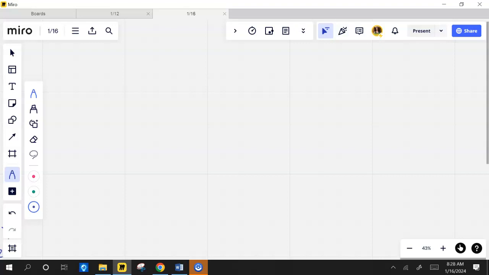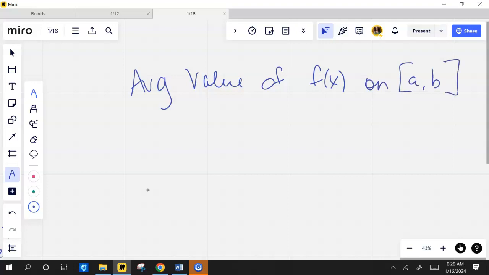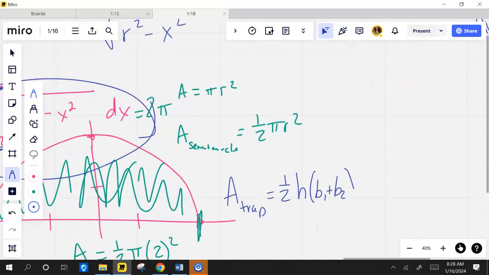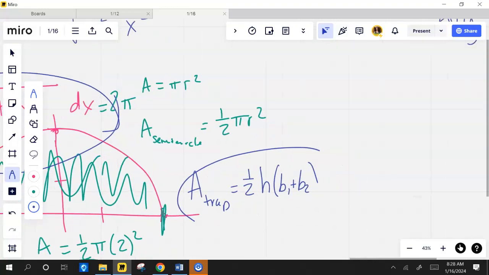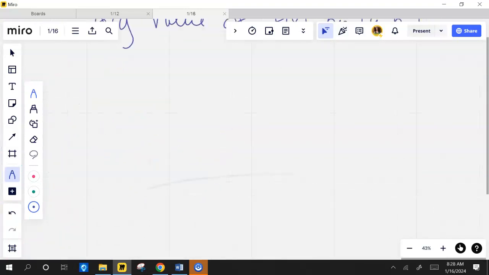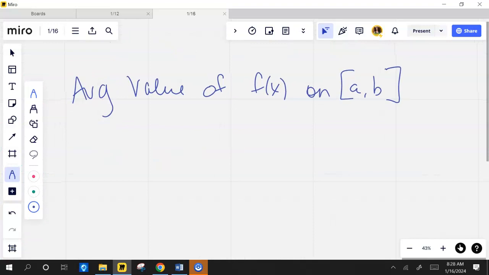Before I get on to the quiz review, average value of a function, how do you find it? Average value of some function f of x on some interval. Average value of f of x on some interval from a to b is 1 over b minus a times the integral.